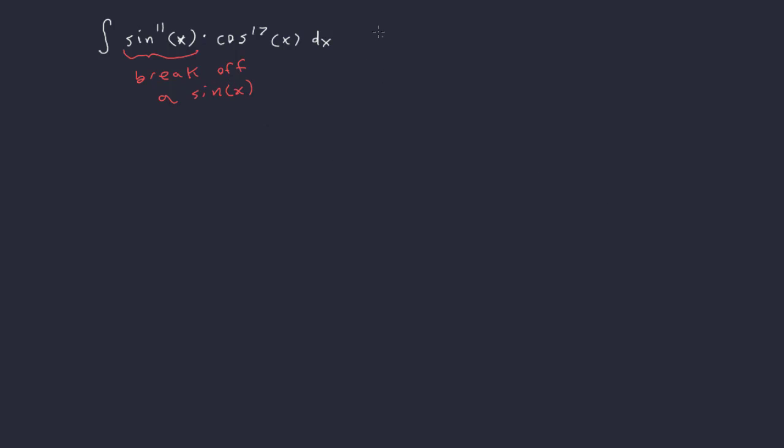But at the end of the day, it really doesn't matter. Okay, so I'll get the integral of sine to the 10th of x times cosine to the 17th of x, then times just sine of x dx. And just like last time, this part that I broke off, I always break it off and put it all the way in the back because that's always what I want our du to be.